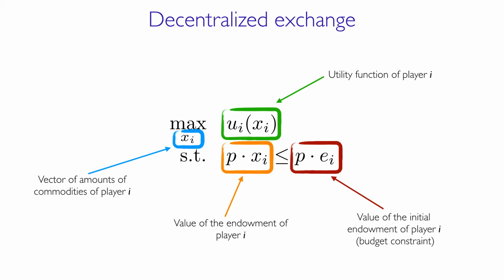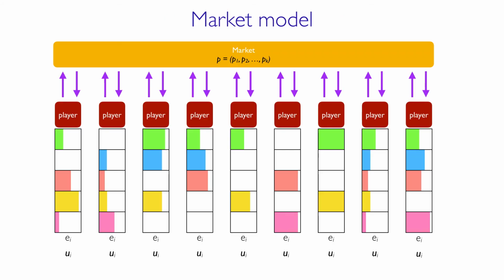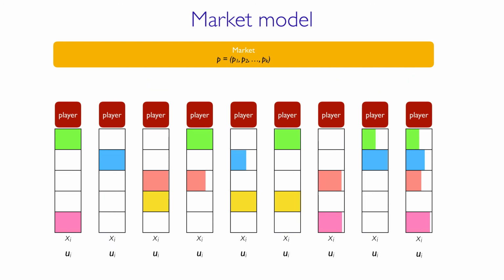However, the player is subject to budget constraints. That is, the player has an initial monetary amount given by the monetary value of the initial endowment of the player, and the amount of commodities of the player cannot have a monetary value larger than the monetary value of the initial endowment. So, this is the initial endowments of the players. After the transactions, every player will have a potentially different endowment.